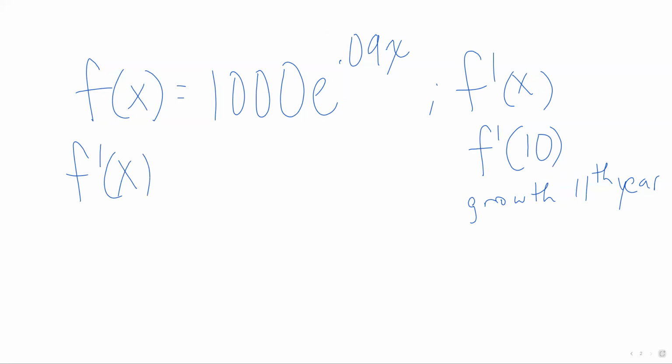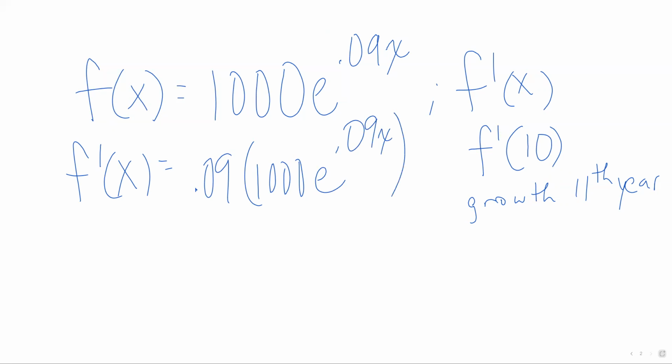If you follow the model to the letter, you multiply, you take 9% of the exponential, because the derivative of 9% of x is just 9%. You can do some simplifying. And that would be the answer if we simplify. 9% of 1,000 is 90, and then you multiply by the exponential.